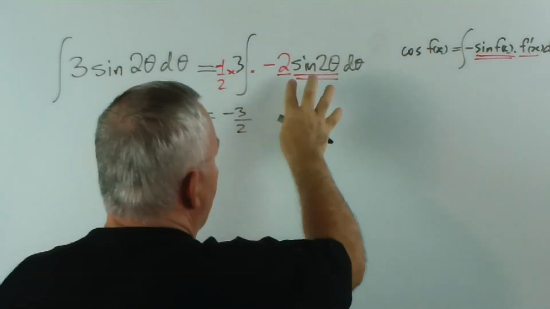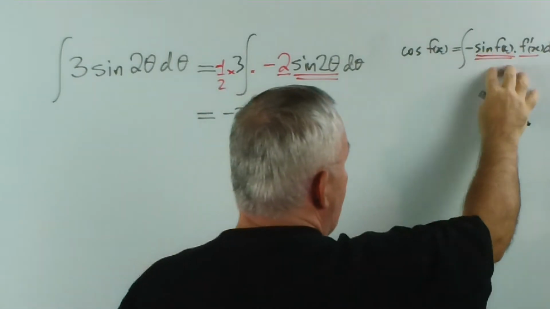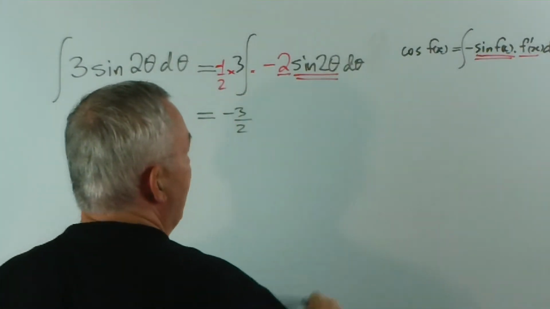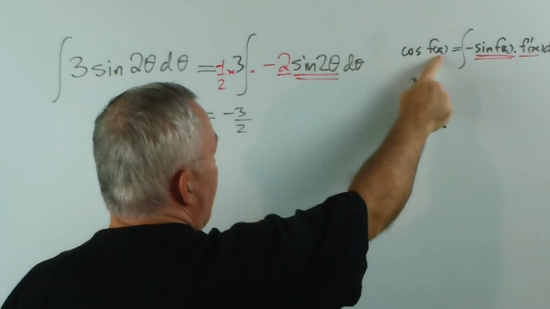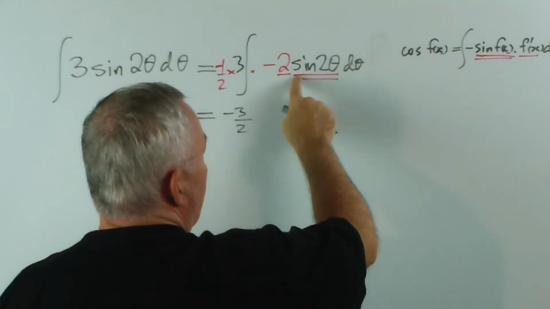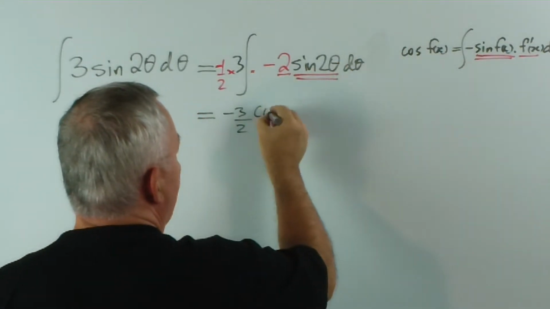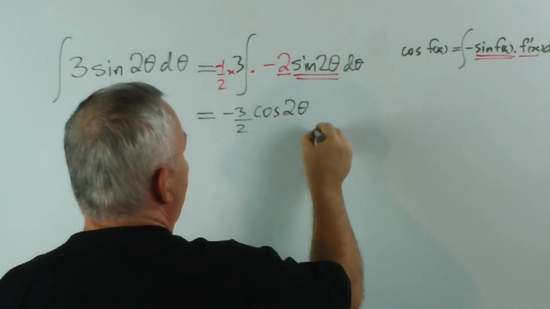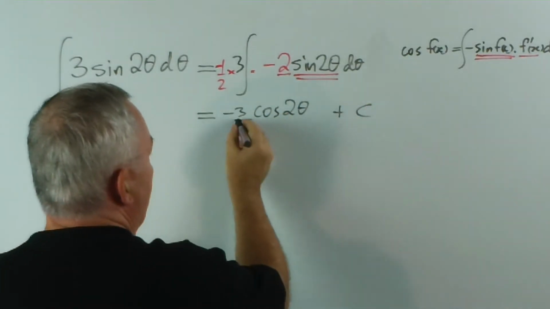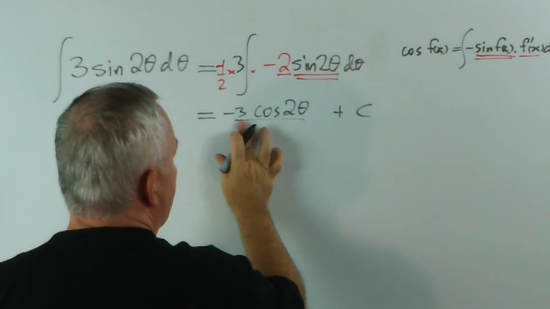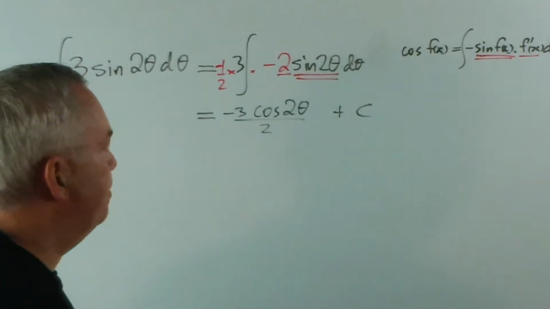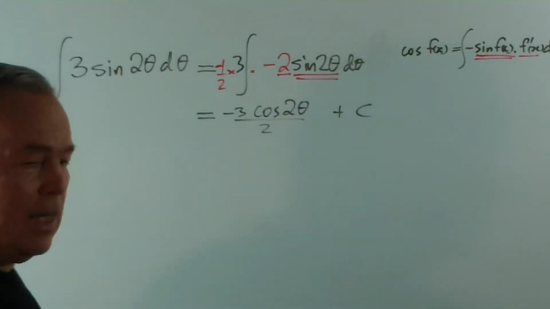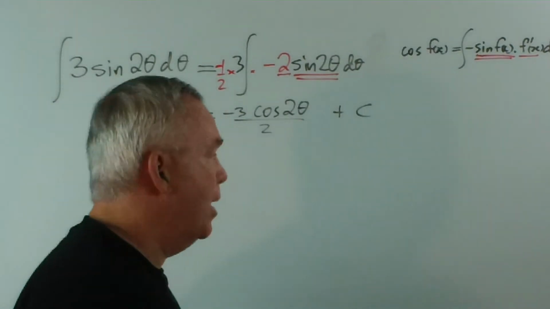times this integral. Now we've manipulated this integral to exactly follow this pattern, and the answer is cos of whatever that function was, cos of 2 theta plus c. Now I happen to like putting the 2 under the whole lot, so we'll do that. And that's how we would perform that particular integration.